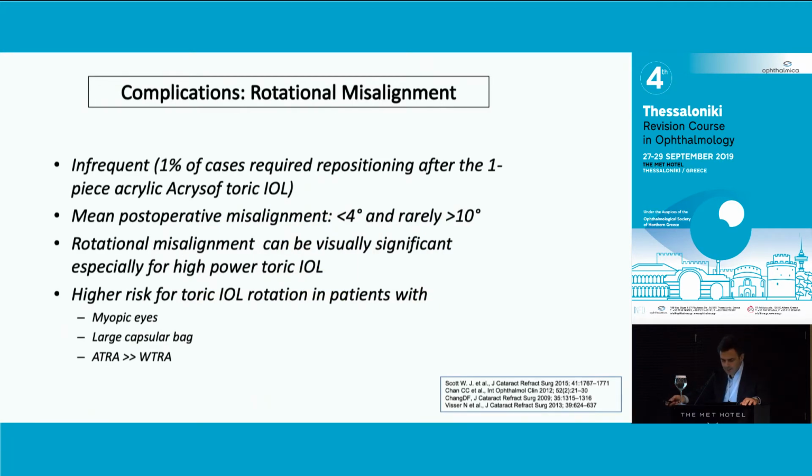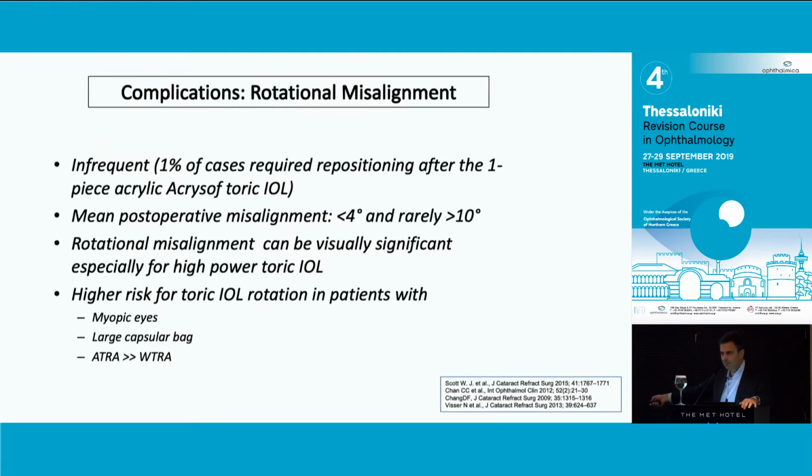One issue with toric lenses is rotational misalignment. Number one, if you mark your patient properly with a markerless system or at the slit lamp, it is very, very rare. The higher risk is especially for highly myopic eyes because of the large capsular bag, but also I'm finding this more and more. If you do more surgery, you realize that it's actually more difficult to make the horizontal position of the lens stick with what it is when you finish the surgery compared with the vertical.